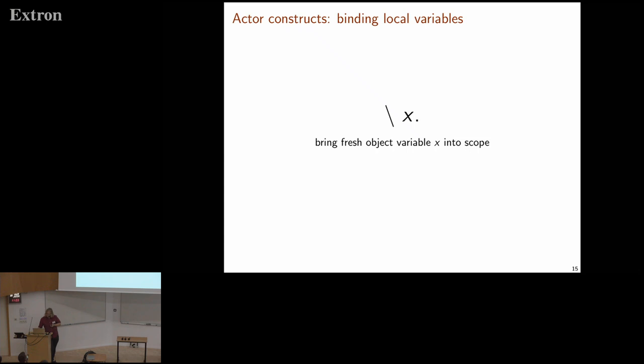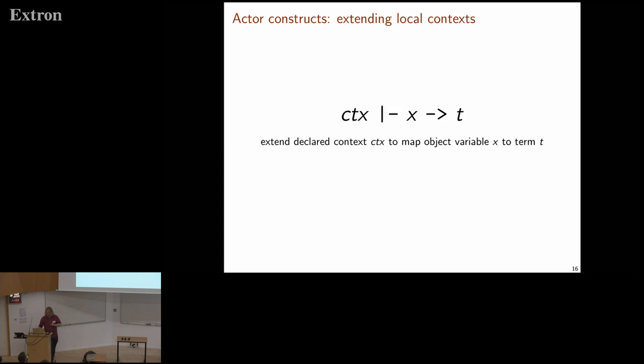What else can we do? Well, we can bring fresh object variables into scope. So I can make up a new object variable. This is not like a meta variable. This is something that lives in the object language. It's not going to be solved in the end. It's just a variable that you talk about.